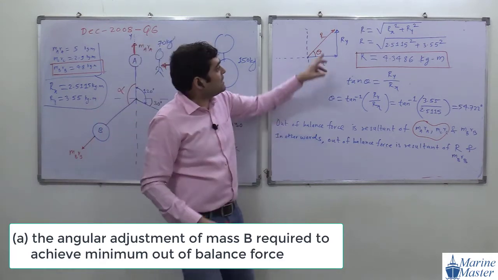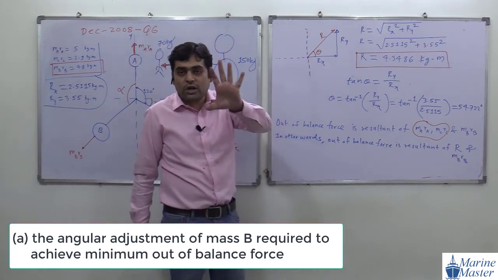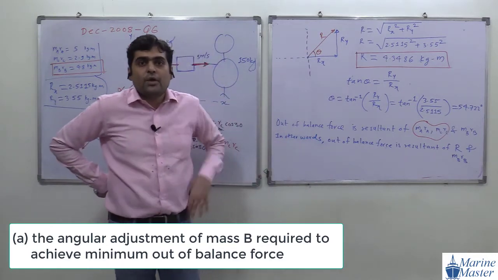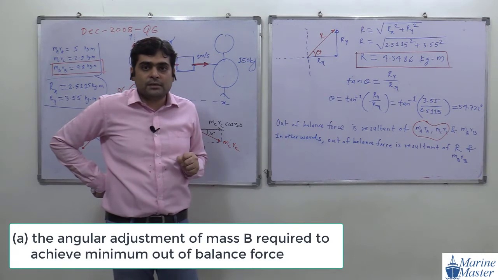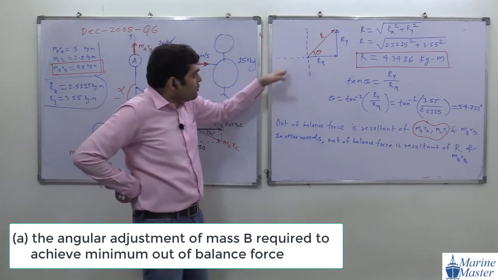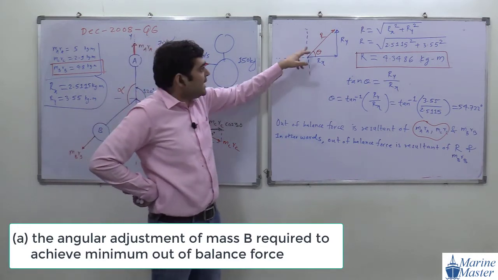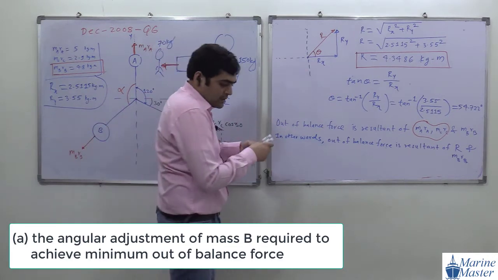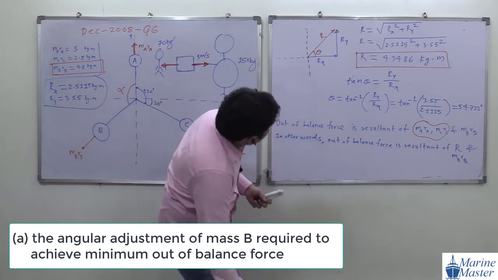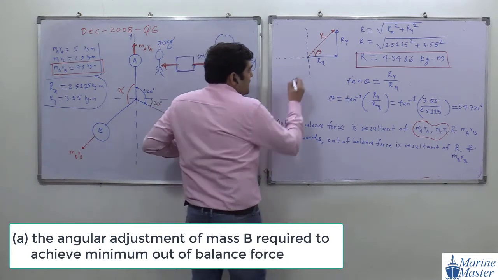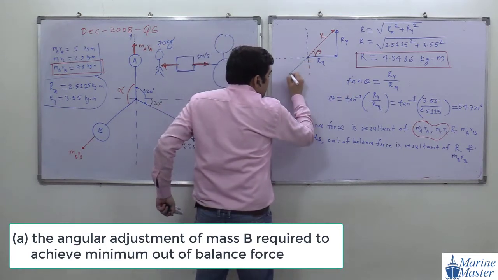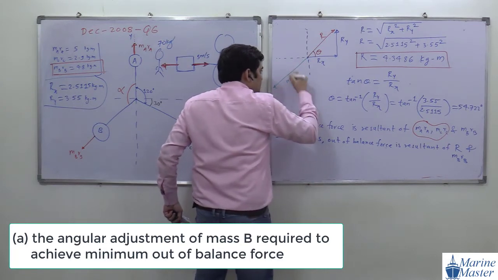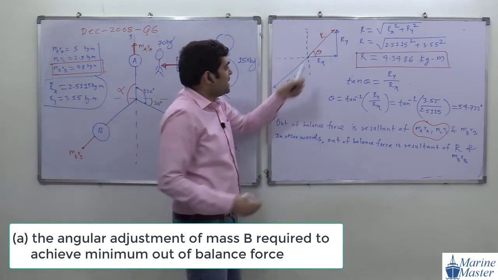So here we have a direction of R. What will be the direction of MBRB? It must be opposite to R. See the point. The direction of MBRB is opposite to R, whatever the value of theta.